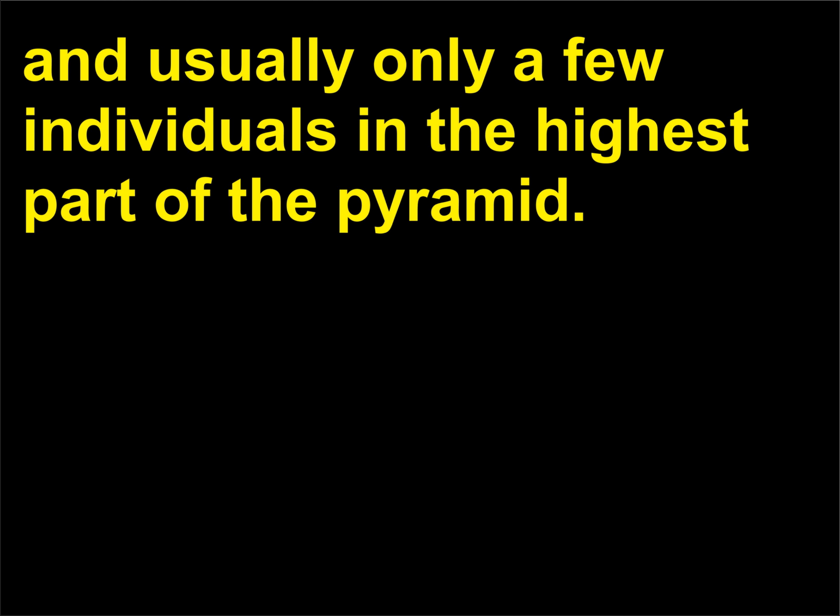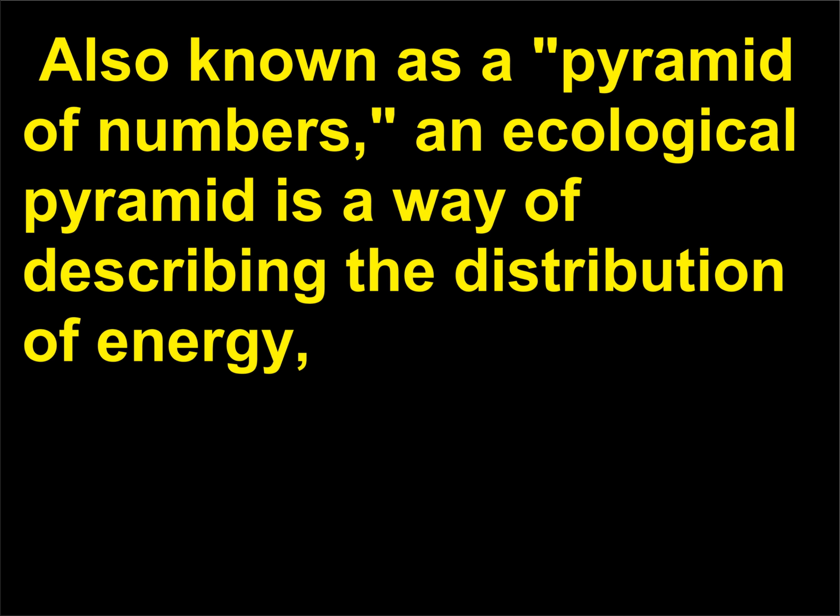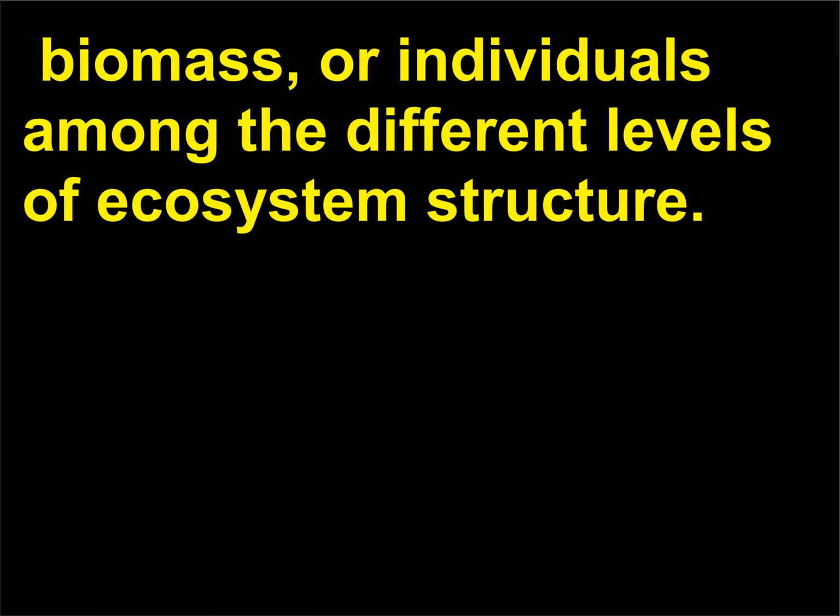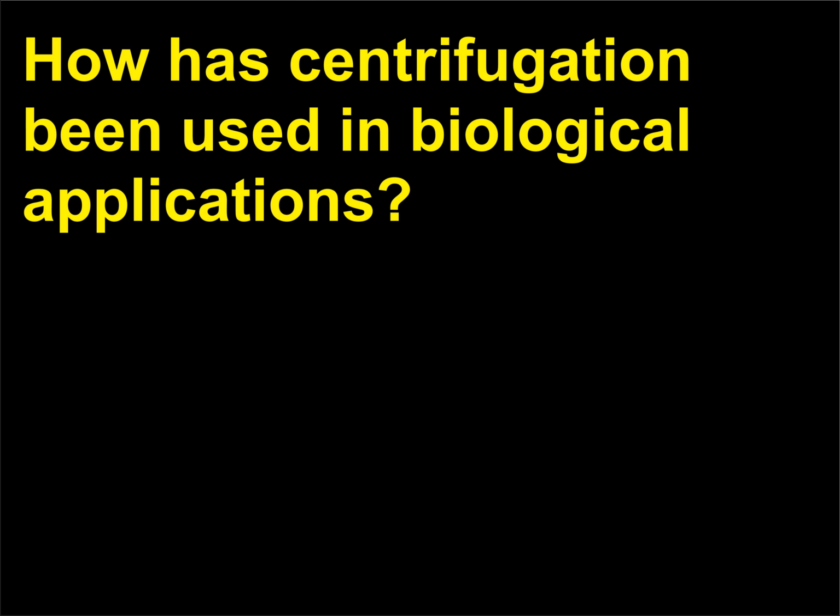Also known as a pyramid of numbers, an ecological pyramid is a way of describing the distribution of energy, biomass, or individuals among the different levels of ecosystem structure. How has centrifugation been used in biological applications?